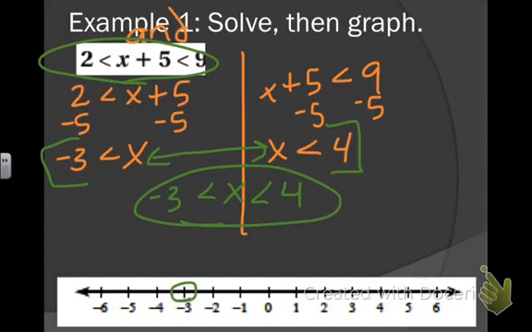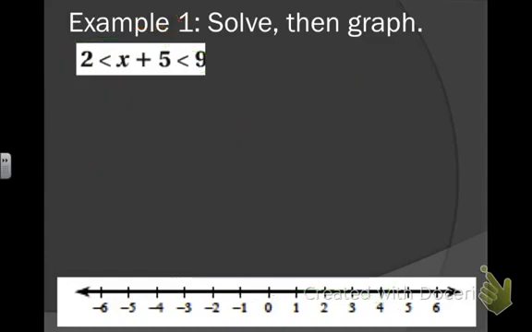And now to graph it, well, at -3 I have an open circle, and x is greater than that, so it's going to be above -3. And an open circle at 4, but x is less than that, so it's going to go down. And again, because it's an "and" compound inequality, I know that it should be connected.